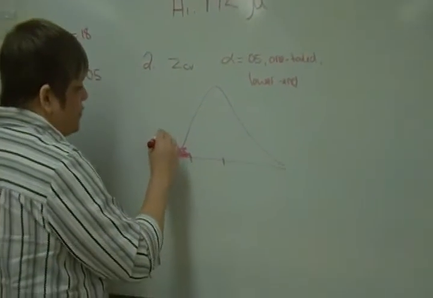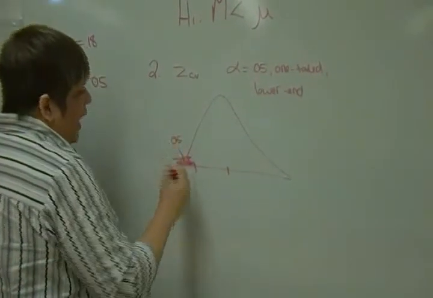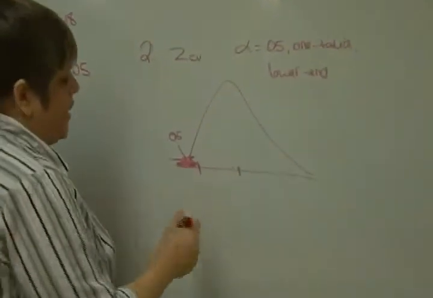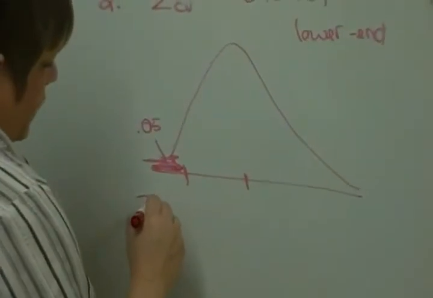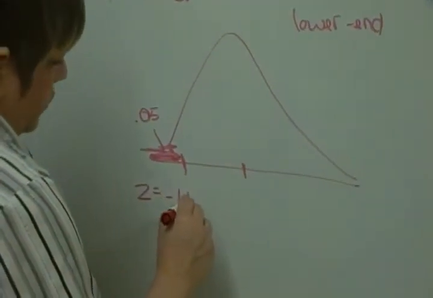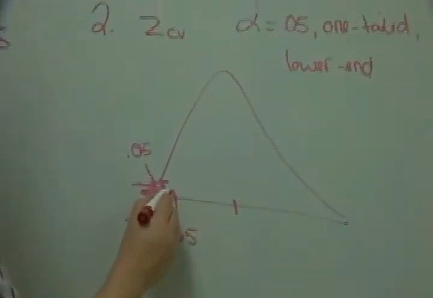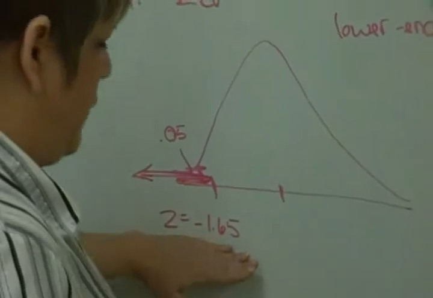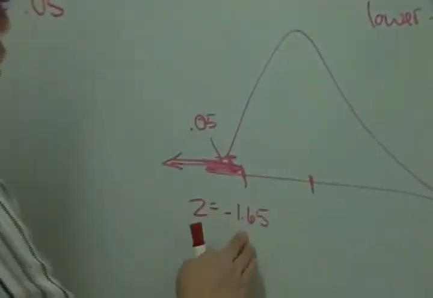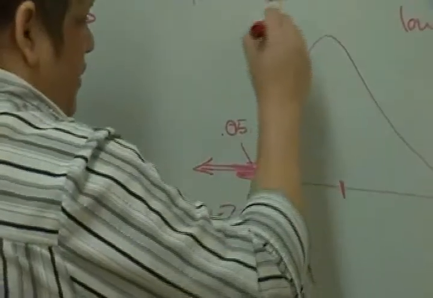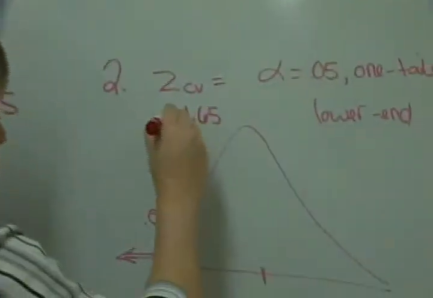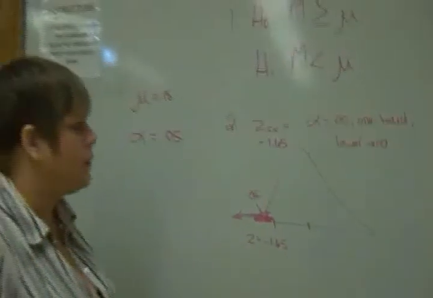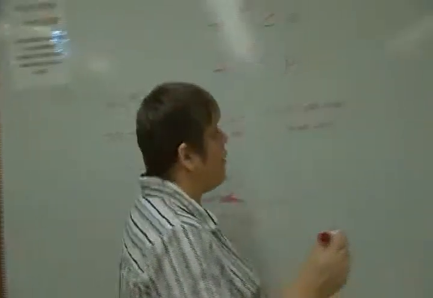Now my 5% is down here. And my z critical value is still going to be the same value of 1.65, but now it is the negative value of that z-score. And so my calculated value would have to be less than, more extreme than, negative 1.65 in order to reject the null.